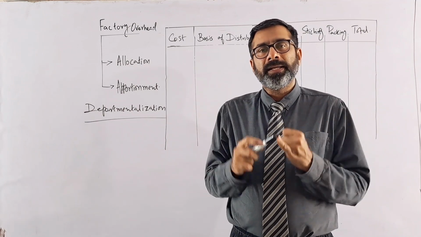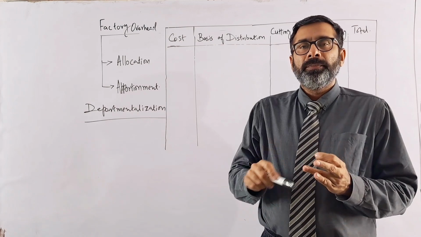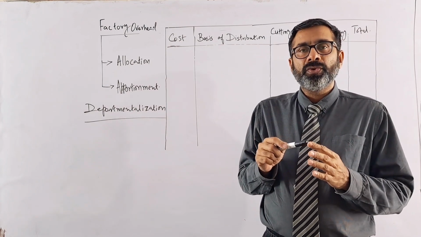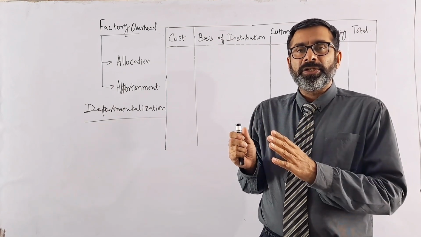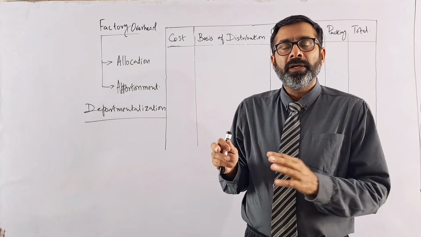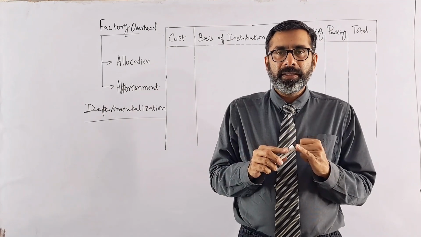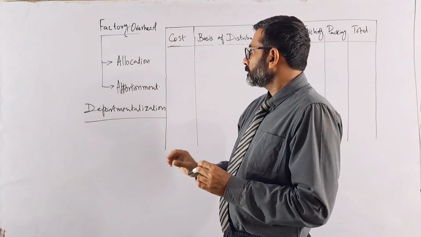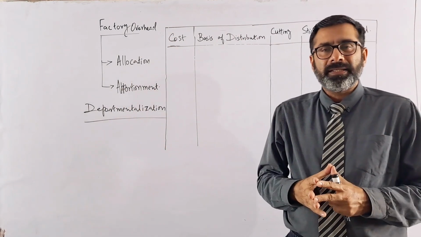For example, indirect material, indirect labor, the rent of the factory, maybe the insurance of the factory, maybe the depreciation of the factory, fuel of the factory, anything like electricity or insurance or any expenses related to water. Any amount related to the factory other than direct material and direct labor is included in the factory overhead. Now we have a concept here, the concept of departmentalization.